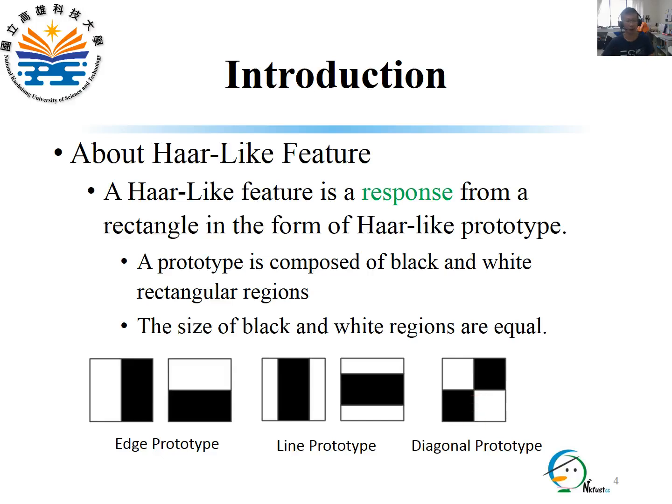What is a Haar-like feature? A Haar-like feature is a response from a rectangle in the form of a Haar-like prototype. In general, a Haar-like prototype is composed of several black and white rectangular regions, and the sizes of black and white regions are equal. Pictures below show some kinds of Haar-like prototypes. Different Haar-like prototypes are used for extracting different types of features. For example, edge prototypes are used for extracting edge features.